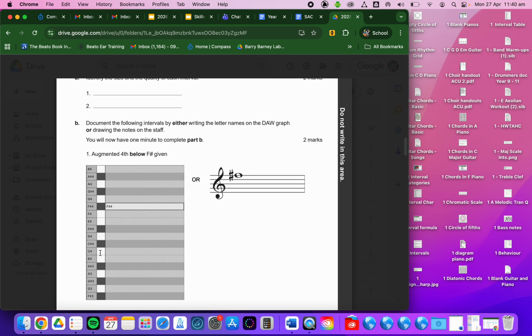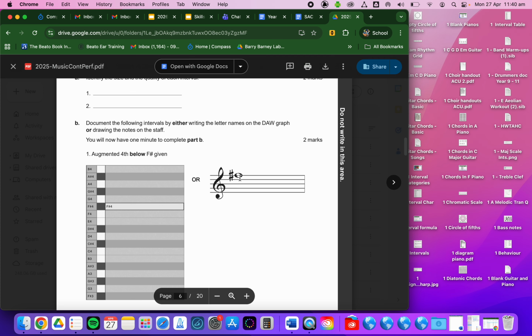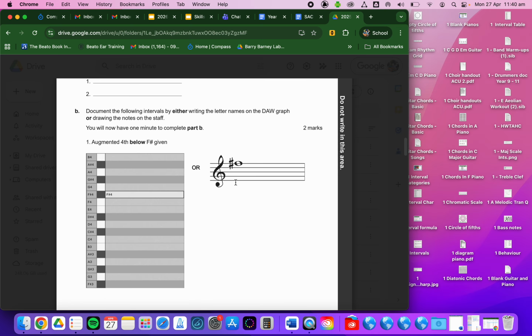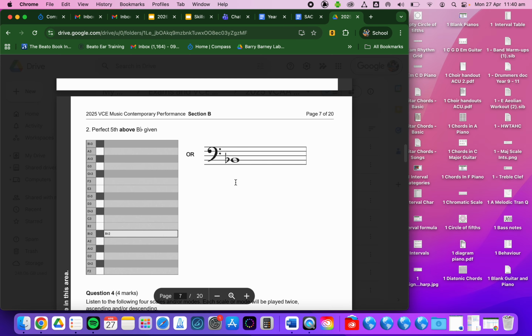So you could just draw a C here, or circle this here, I suppose, or maybe write C4 here. Or you could draw C on the treble clef. You'll get the same result, which is 1 mark.